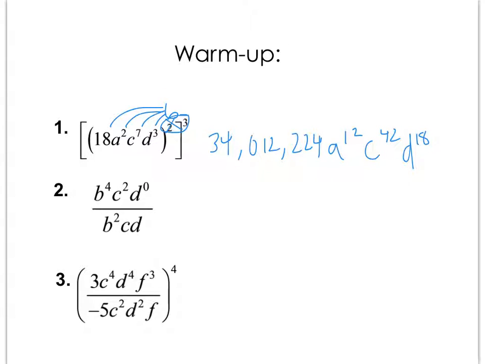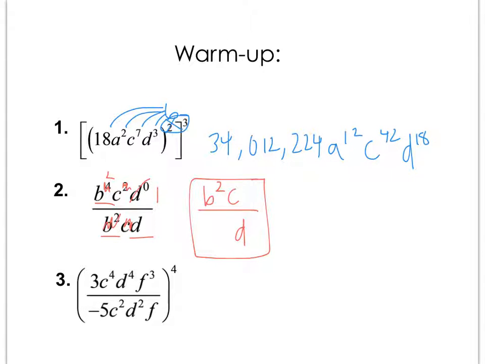Okay, let's take a look at number 2, which hopefully you've already completed. If I simplify here, this really is d. d to the 0 is 1. So I know I'm going to have a variable d in the denominator. And then b to the 4th and b to the 2nd. If I take away b to the 2nd, I'm left with b squared in the numerator. Take away a c, so I get b squared c all over d.